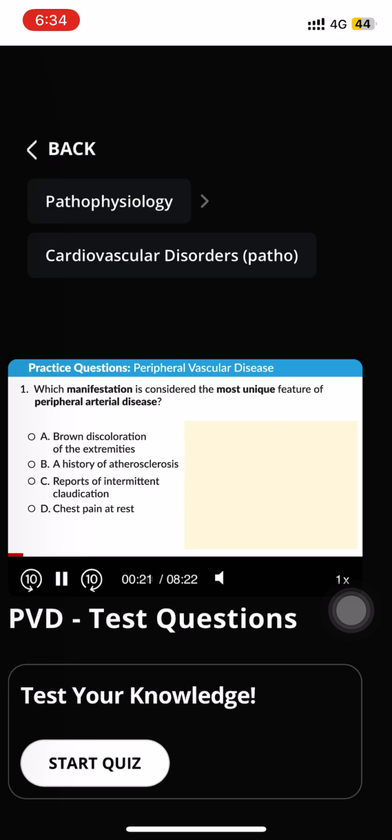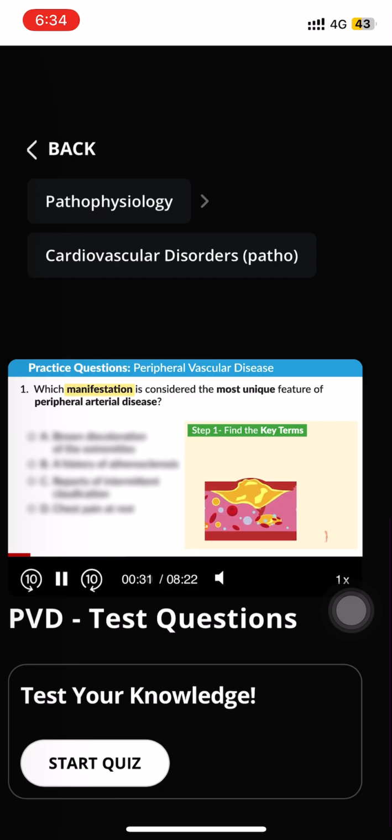Okay, so let's break this question down, following the question breakdown strategy. So first, always look at the key terms within the question. So the question states manifestations or signs and symptoms, and it's asking for the most unique feature for key term PAD, peripheral arterial disease. So step 2, always think of a few things you know about those key terms before looking at the options.